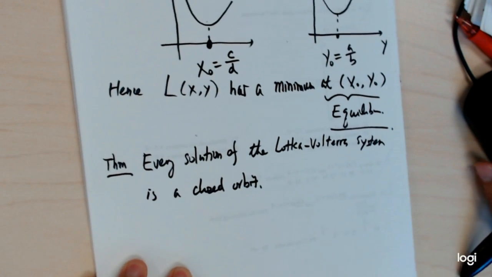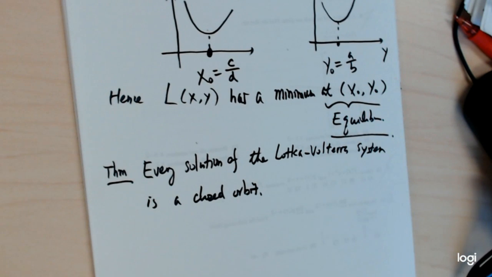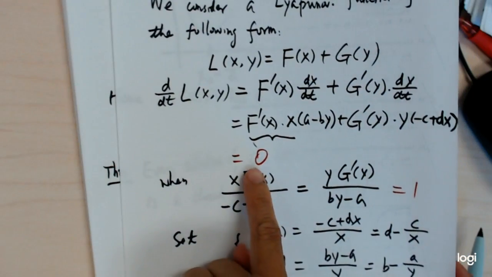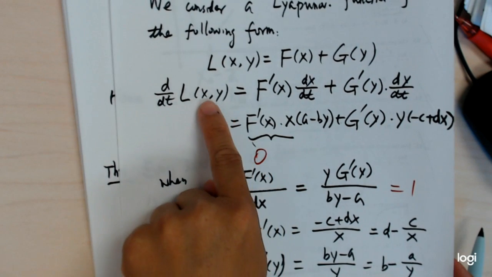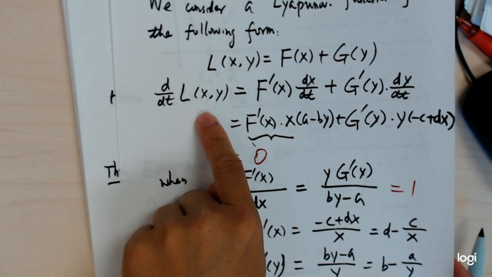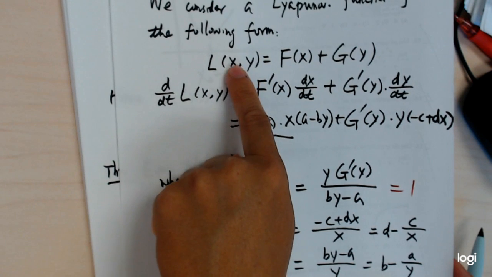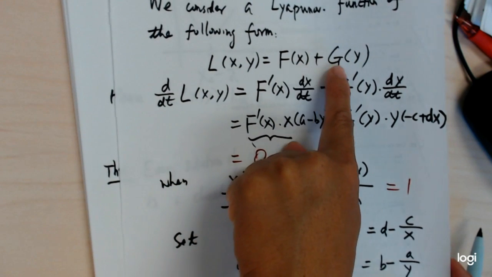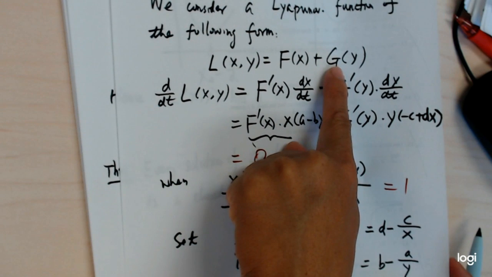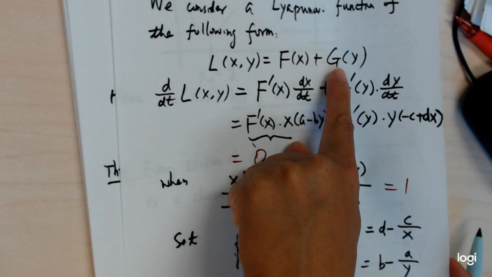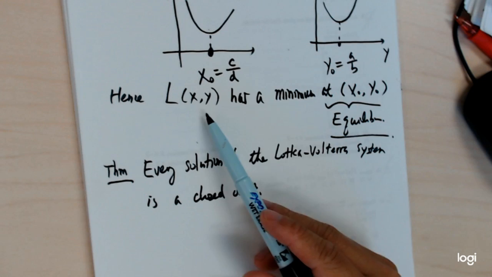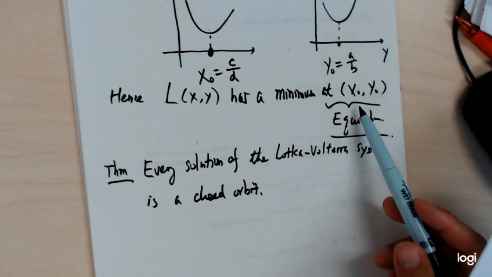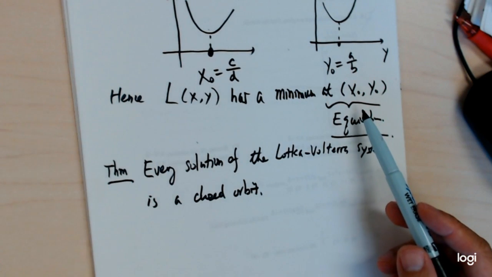So let's look at the Lyapunov function that we created before. It has two properties. Number one, the time derivative is 0 along the solution curve. In other words, L is always a constant whenever x and y satisfy the system. When x and y are a solution, L will be a constant. The second property is L has a minimum at x naught, y naught. So those are two things to keep in mind.